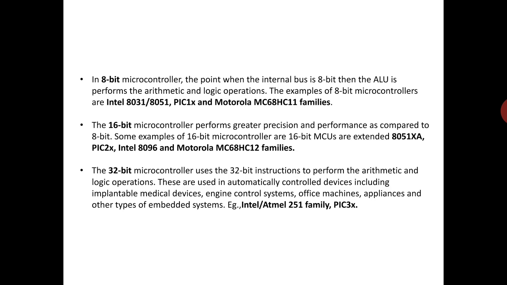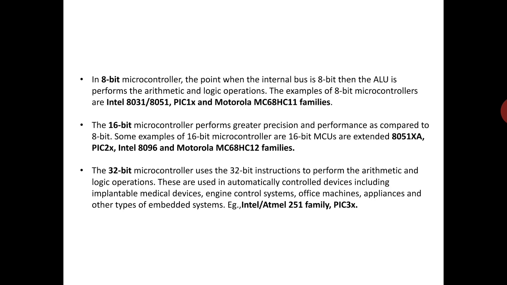In this paper, first is the 8051 microcontroller, an 8-bit microcontroller whose internal bus size is 8-bit and it performs arithmetic and logical operations. Arithmetic means addition, subtraction, division, multiplication, etc. And logical operations mean AND, NAND, OR, XOR, etc.